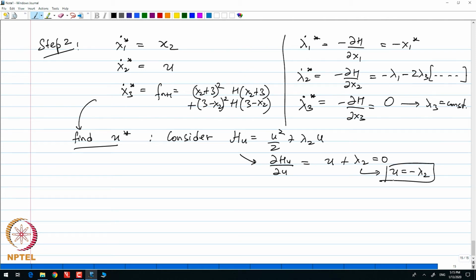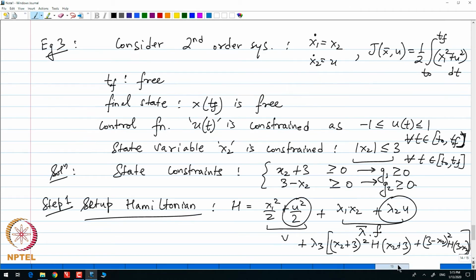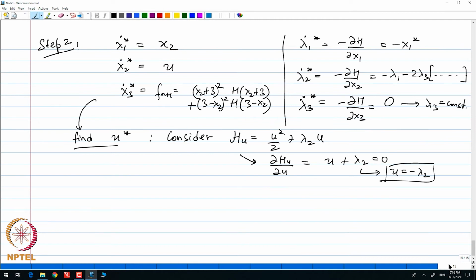Okay. And then, well, of course, we have another constraint that we have so far not considered, and that is the constraint on the control variable itself: u is bounded above by 1, right. So, that has to be also included.